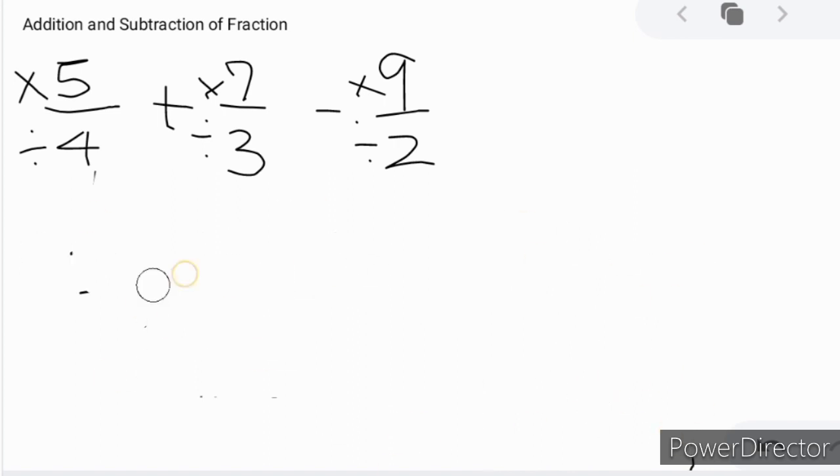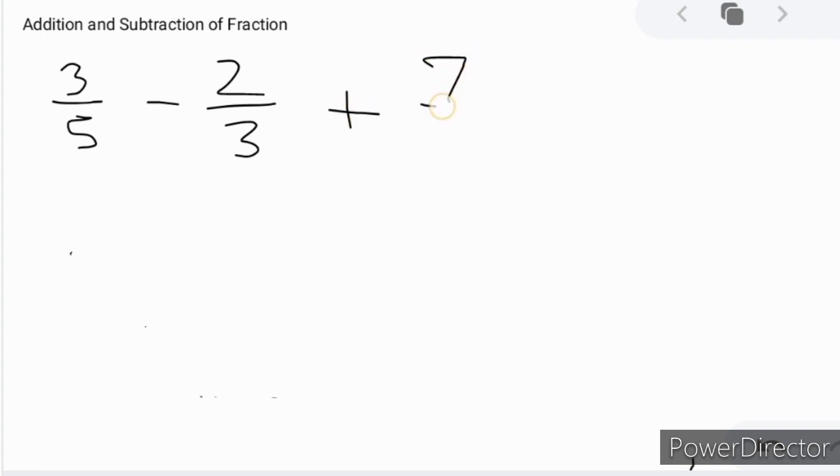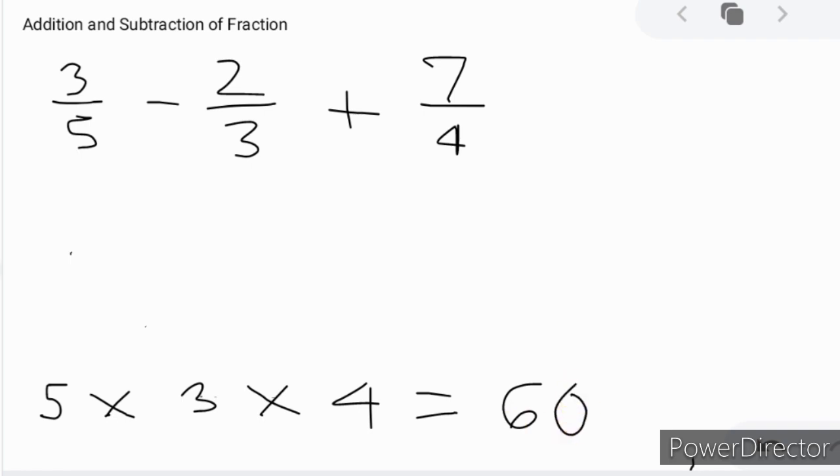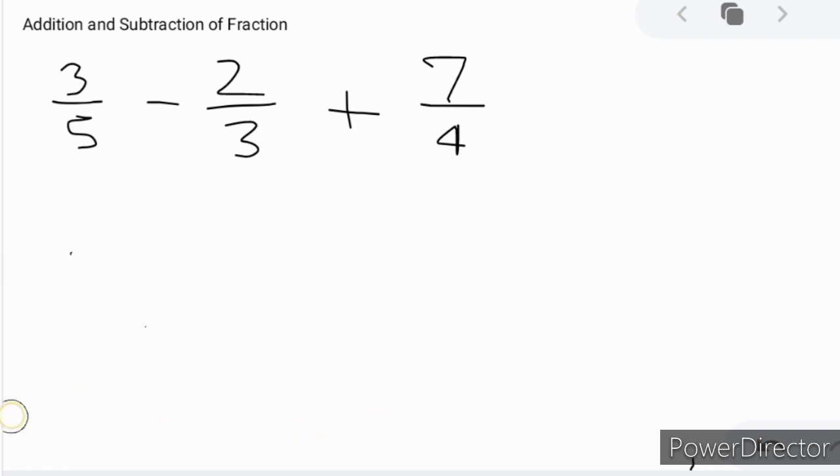And now, I am going to teach you another technique or method in solving addition and subtraction of fractions. And let's have this problem. 3 over 5 minus 2 over 3 plus 7 over 4. The technique that I am going to teach you for getting the denominator is simply multiplication. 5 times 3 times 4 is equal to 15 times 4, which is 60. Therefore, the denominator that we are going to use is 60.